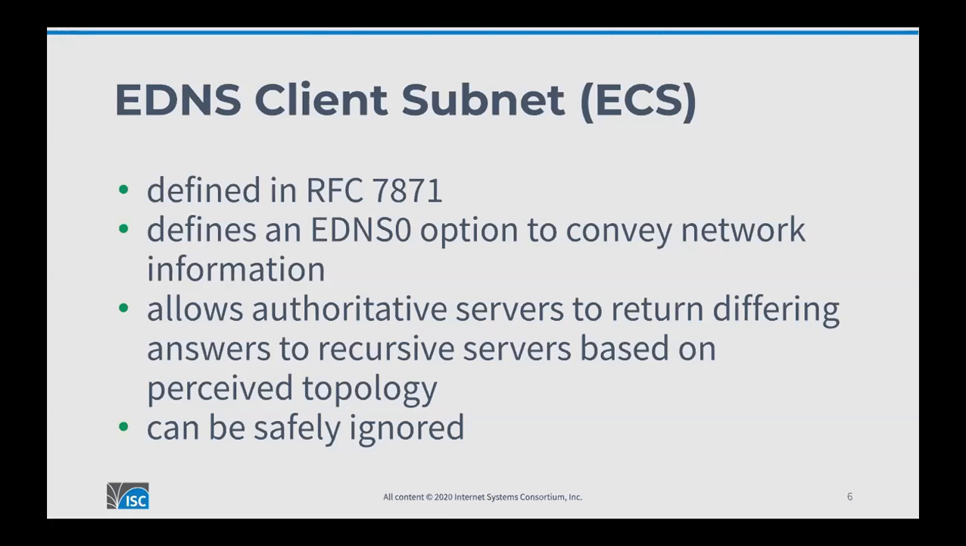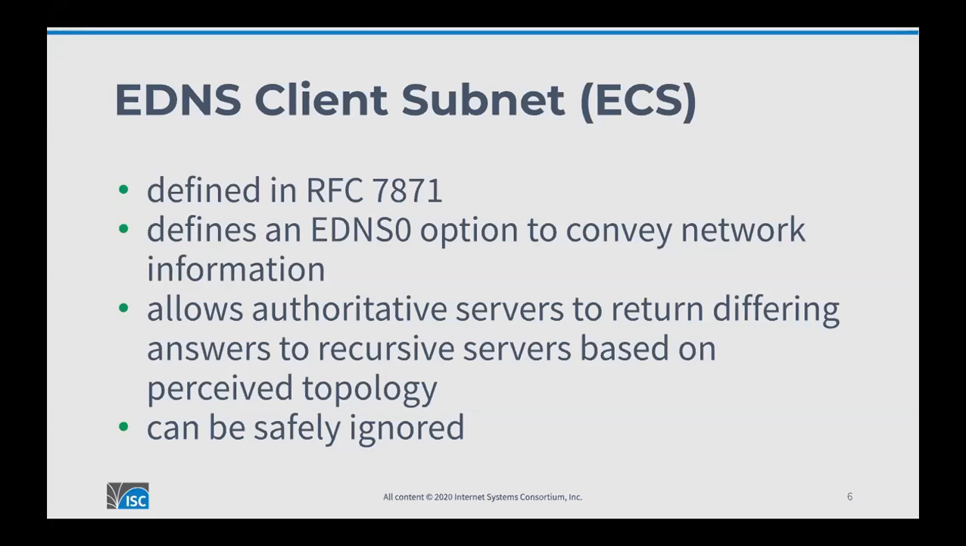It makes use of optional records. So again, we're still running on the 30-some-odd-year-old DNS, but we're adding these extension mechanisms to make better use of the DNS in today's world. Specifically for ECS, what this allows authoritative servers to do is to return differing answers to recursive servers based on things that the recursive server is providing, in this case, client subnet.